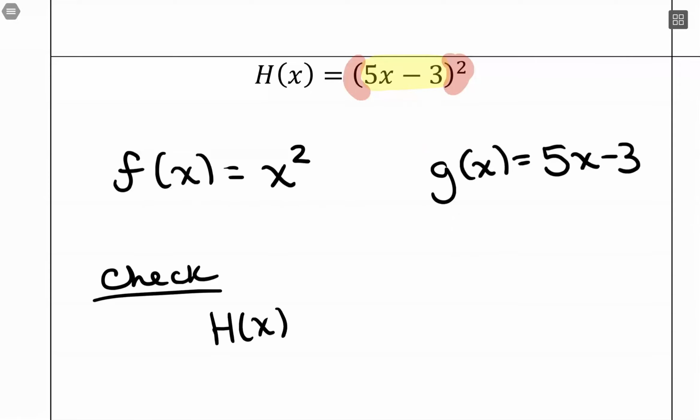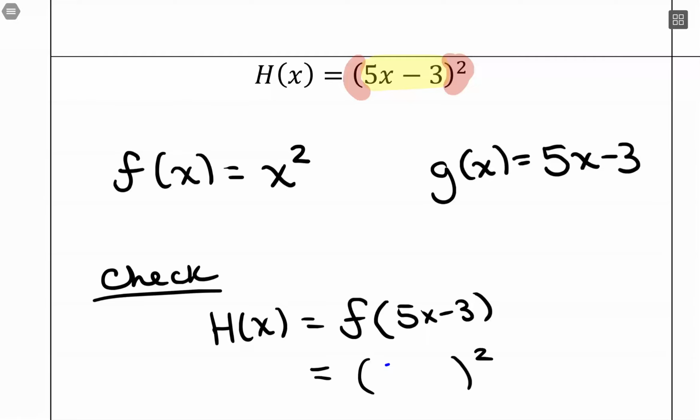where h of x is equal to f of g of x, where g of x is equal to 5x minus 3. F is telling us to take whatever our input is and square it, and our input is 5x minus 3.